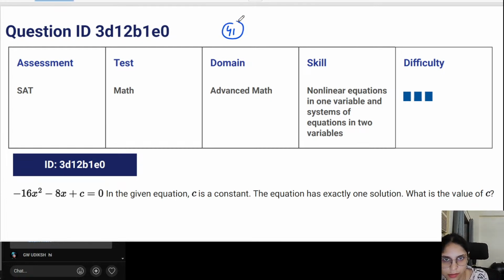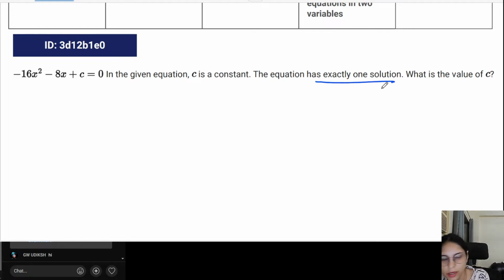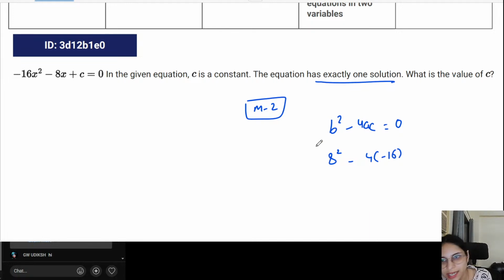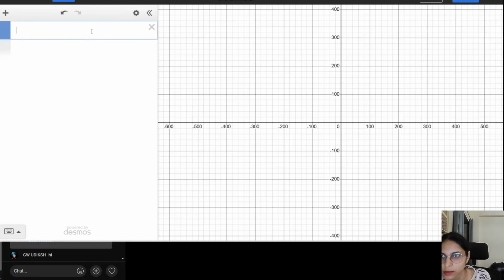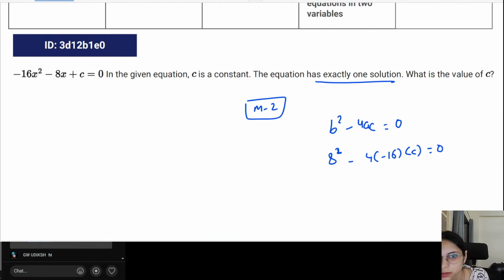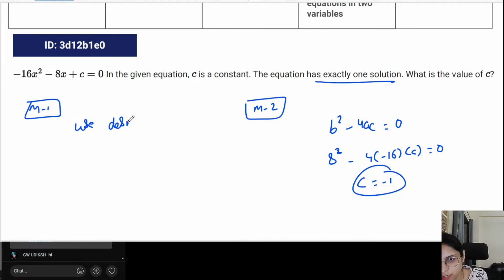#41, again the same thing. Now this is exactly one solution. I will be using my method, no more slider. So B squared minus 4AC has to be equal to 0. So 8 squared minus 4 times negative 16. It doesn't matter if you take negative 8 whole squared or 8 squared because B squared is always going to be positive. So in discriminant, we are not worried about the sign of B. So 8 squared is 64 minus 4 times negative 16 times x equals 0. Negative 1 is your answer. Yeah. So the value of C is negative 1. And here you can obviously use Desmos with slider and see where you're getting just one option.